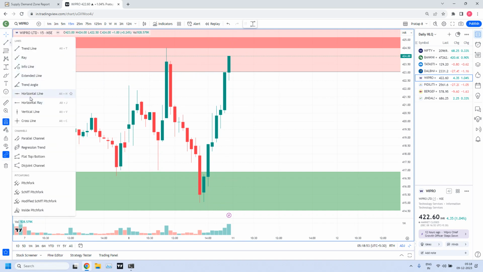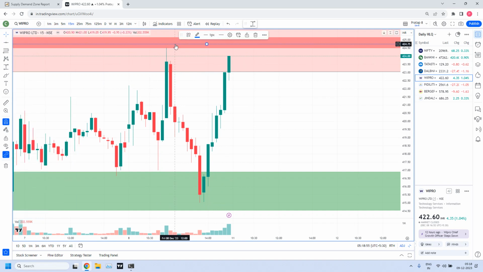I'm just drawing blindly. Let us assume your type 2 proximal is here. Next time when price enters, you can take an entry. That way you can plan your trade, if you want to accept this risk and if you strongly believe this is going to work.